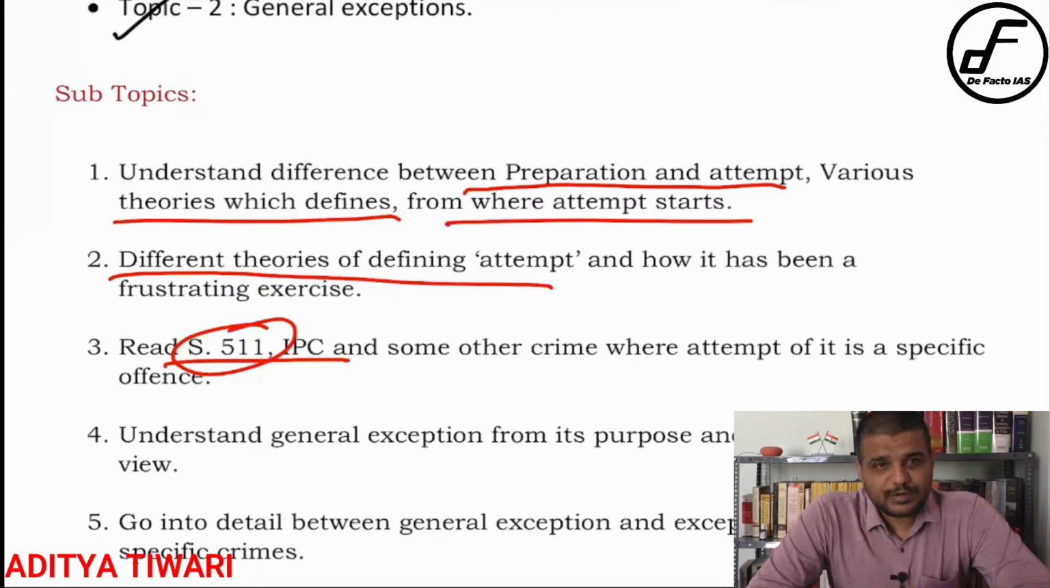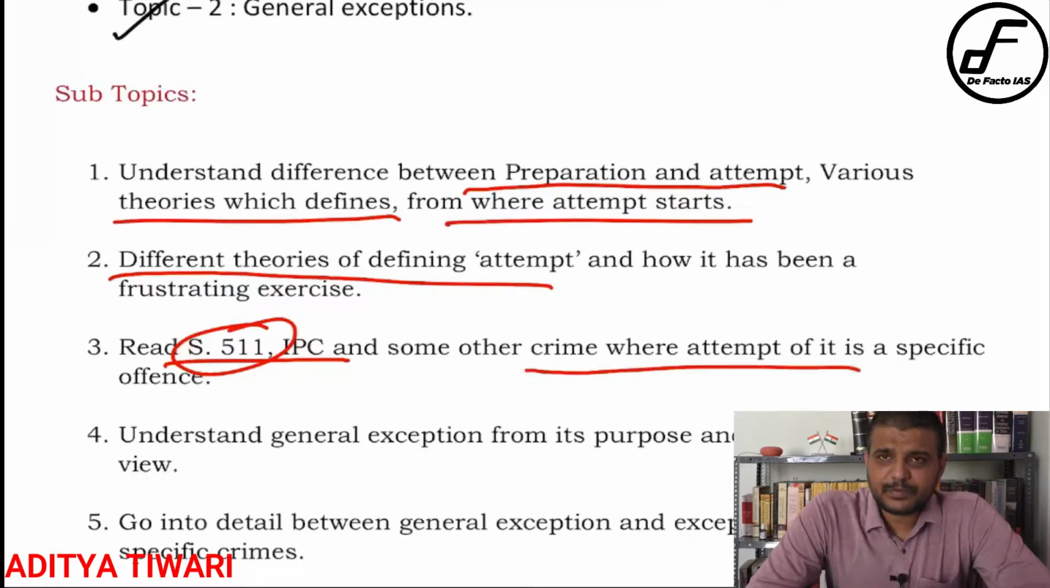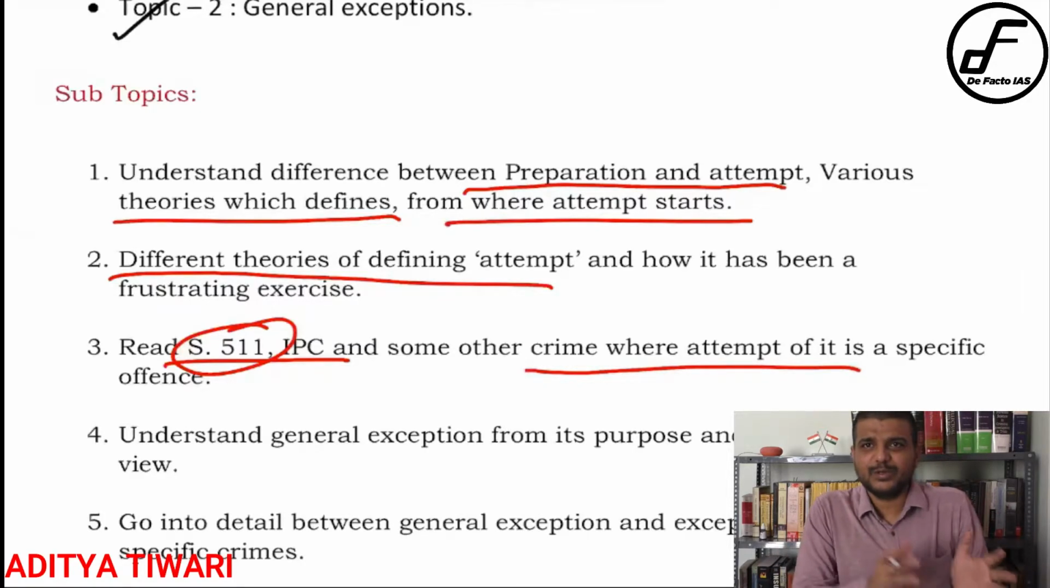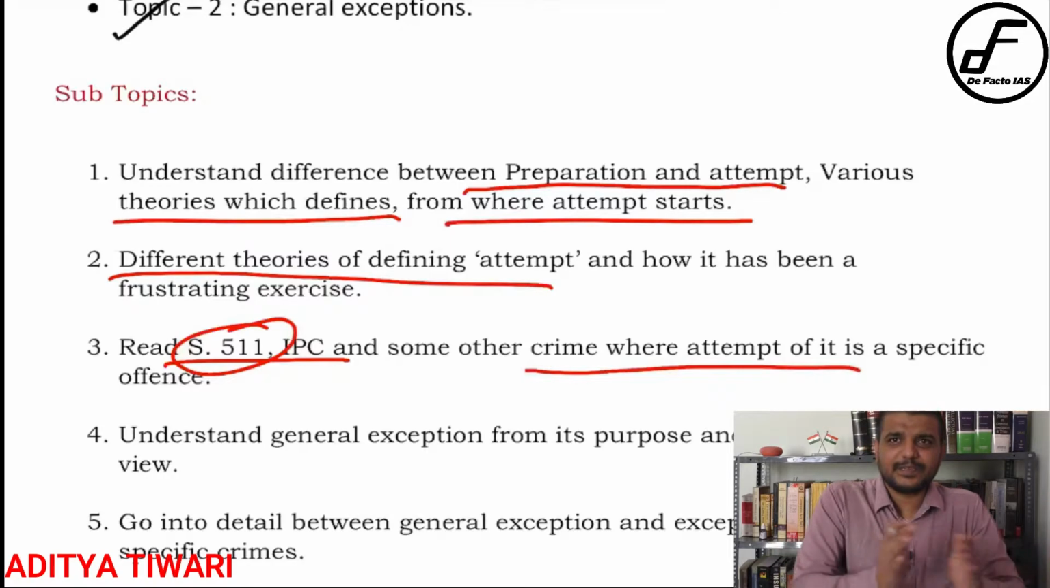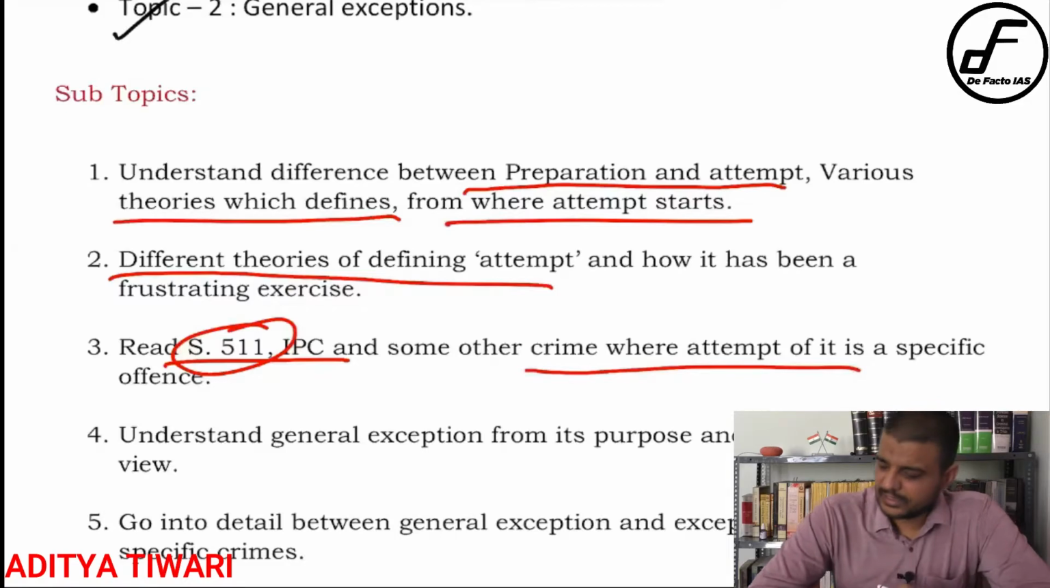We will go into detail on the essential elements of attempt. Then you will understand whether there is any crime in our IPC that specifically provides that an attempt to do it is a crime. Attempt to murder is specifically a crime, and attempt to theft is also specifically a crime. You have to go into those crimes where attempt has been provided as a separate section. That is given in the notes as well, you will see that.